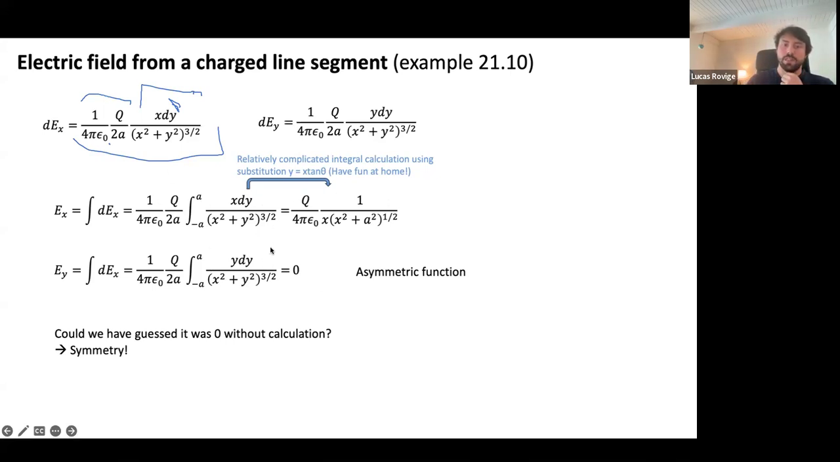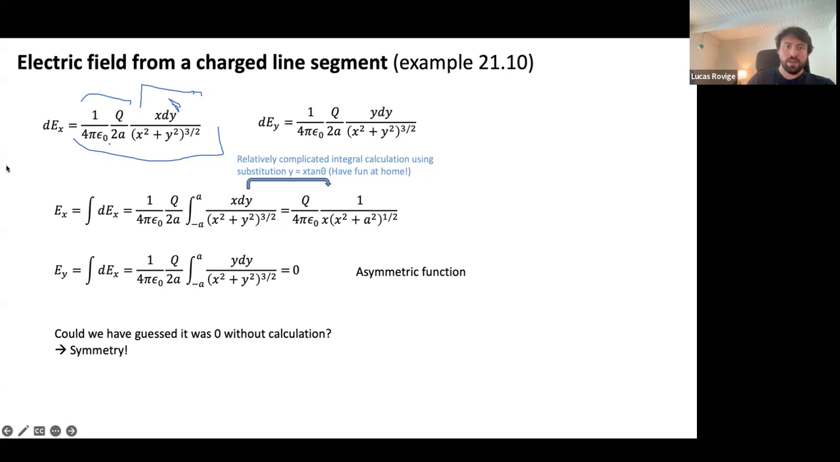But this one is a bit too complicated, so I'm just going to give the final answer. Integrating this between minus a and plus a, we obtain q divided by 4 pi epsilon 0 multiplied by 1 over x multiplied by x squared plus a squared to the power 1/2.